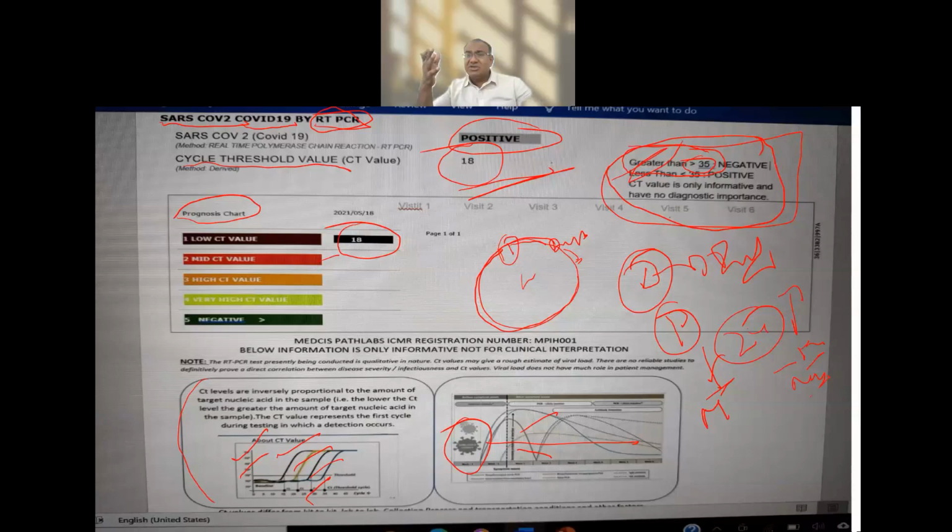Yes, sir. If it is exactly 35, will it be positive or negative? The cycles depend on that. When we say 35, it is greater than 35. What does it mean by greater than 35? It means 36. You got it here? Yes, sir.